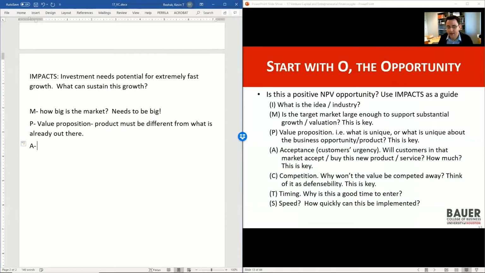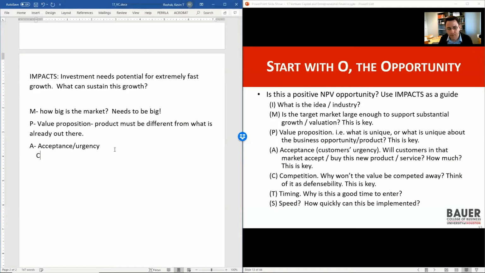Then there's A. That's acceptance. Even if you have a big market, and even if you're doing something different, customers need to really want it. If we think about Uber again, customers really wanted it. It was a brilliant idea to have the convenience to order a taxi on your phone, and also the drivers really wanted it. It was a great way to make money in your spare time. So you need to have this urgency. You need to have a big market where you're doing something different, and customers need to really want what you're doing. That's how you can capture this big market.